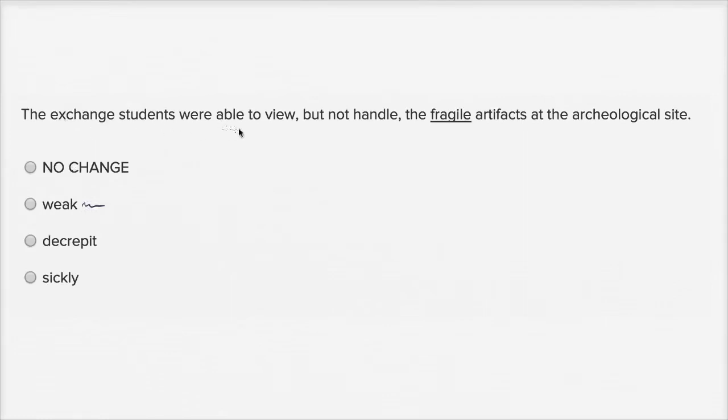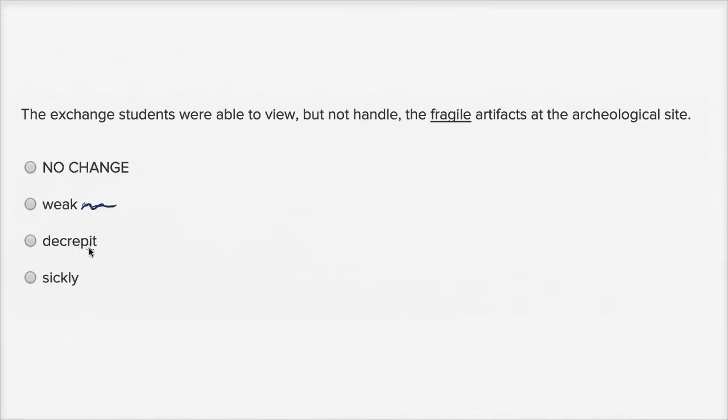So the exchange students were able to view but not handle the weak artifacts at the archaeological site. Yeah, weak just doesn't as strongly give this notion of being easy to break. Fragile really talks about that, and it's very clear. You wouldn't want to touch. You would restrict people touching something that is fragile. So I don't know. This one, I don't feel so great about it.